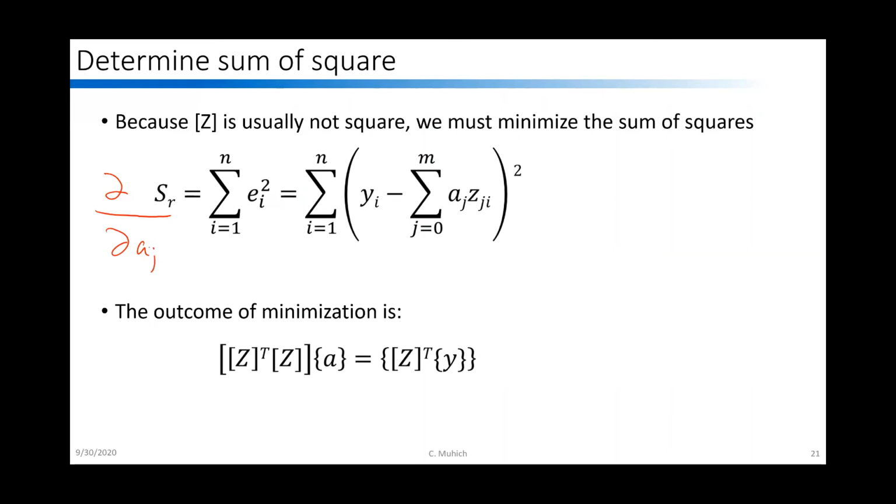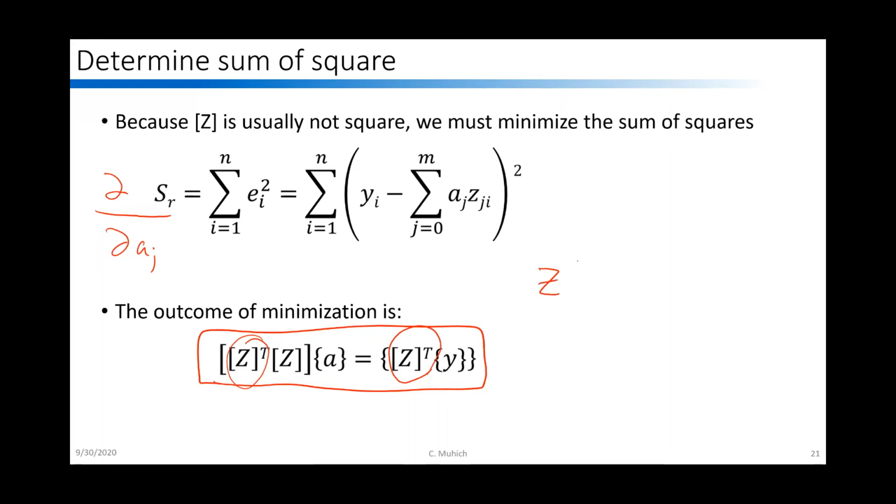When I go and do that, the result of my minimization looks like this. I have this z transpose term out front. This is to make sure that I end up with a square matrix. I multiply that through, and then I end up with this z transpose times y.